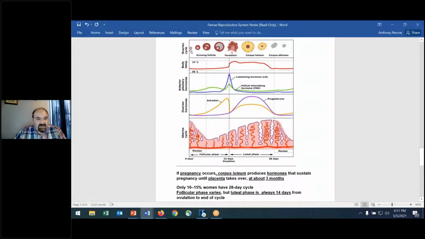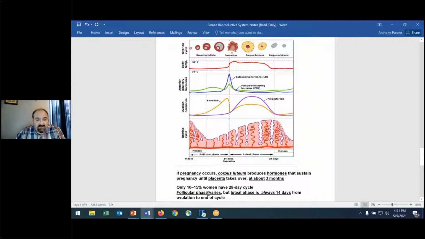Okay, so what you're going to see here is the ovarian cycle. What's going on with the ovum and how it will be released upon ovulation, and then what's taking place as far as the uterus is concerned. They're coordinating with each other within the month. You'll see here only 10 to 15% of women have a 28-day cycle. Some will have a little bit less, a little bit more. It all varies.